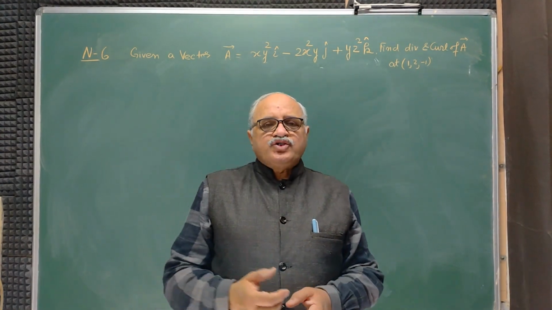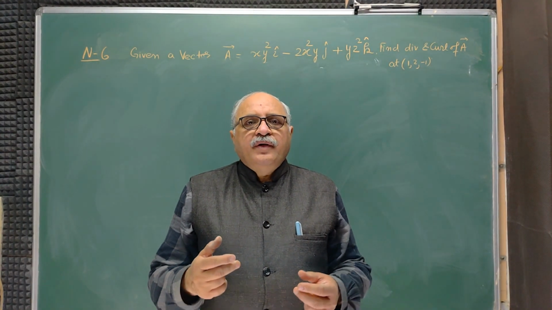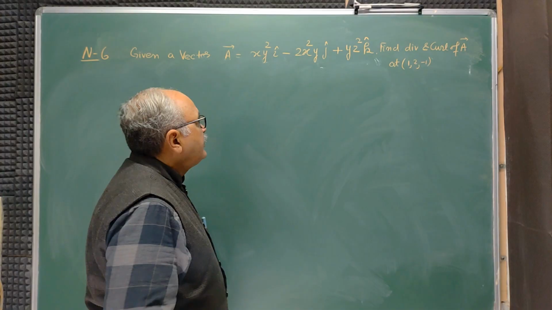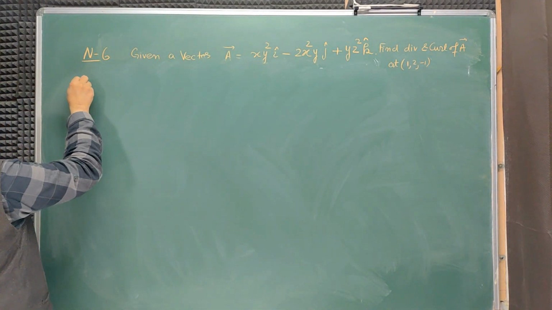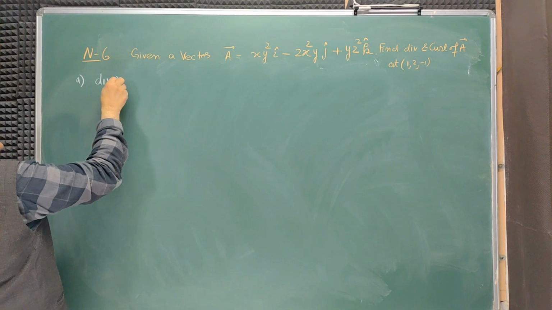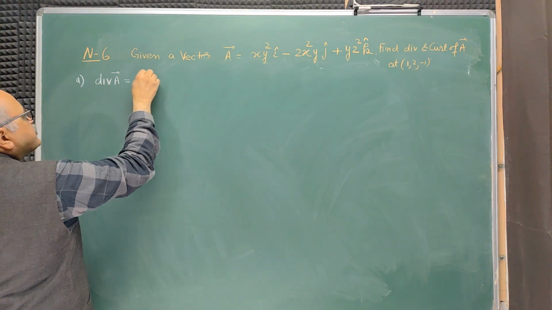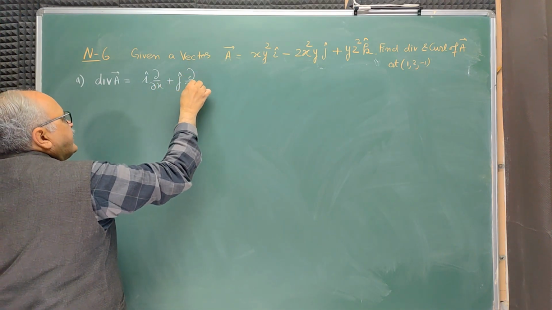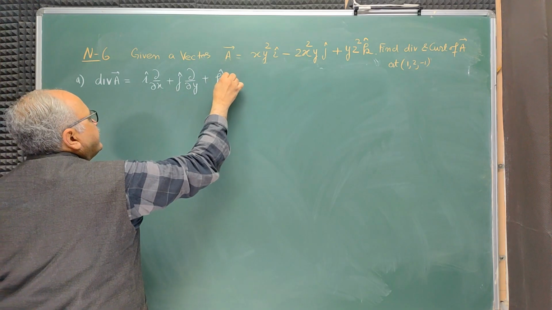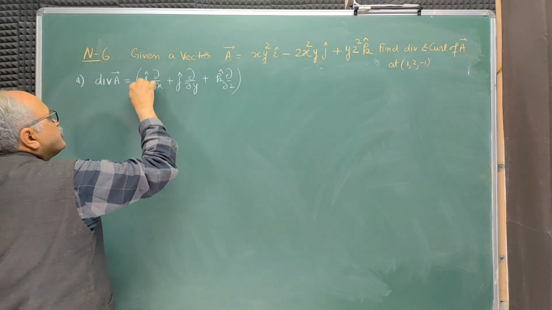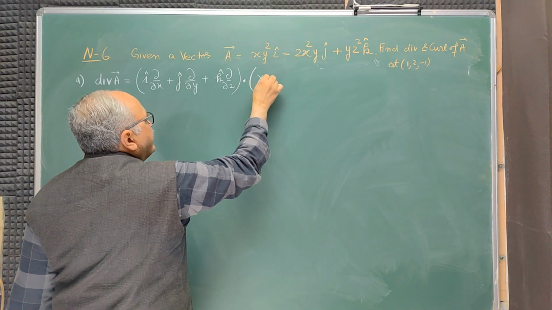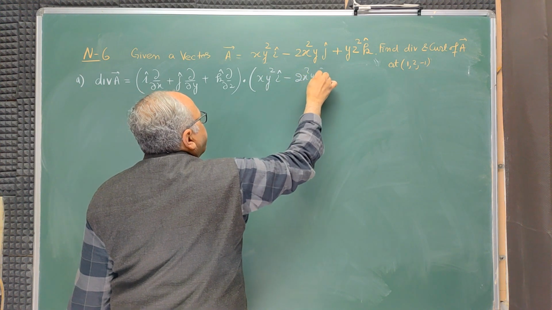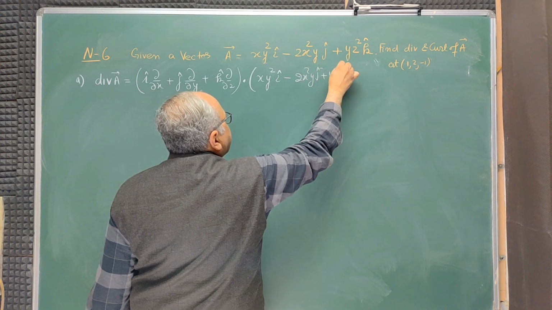Now let's take the sixth question. In this question, a vector is given to us and we are asked to find its divergence and curl. So let's first of all calculate its divergence. Divergence of vector A is nothing but equal to (i ∂/∂x + j ∂/∂y + k ∂/∂z), taken as a dot product with the vector A, x y² i cap minus 2x² y j cap plus y z² k cap.